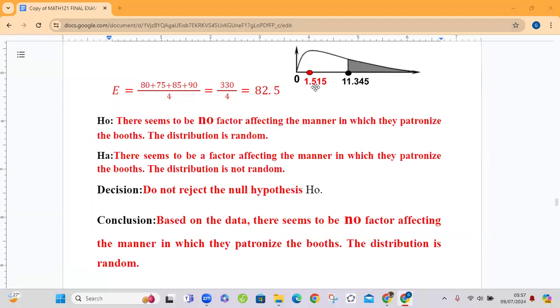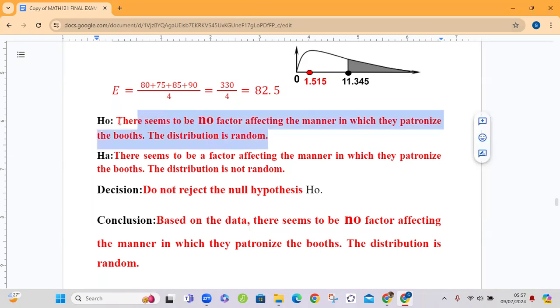Now, since the test statistic is not in the critical region, the decision is not to reject the null hypothesis. So this null hypothesis here was not rejected. So therefore, it will be the conclusion. So in conclusion, based on the data, there seems to be no factor affecting the manner in which the students patronize the booths. In other words, the distribution is random.